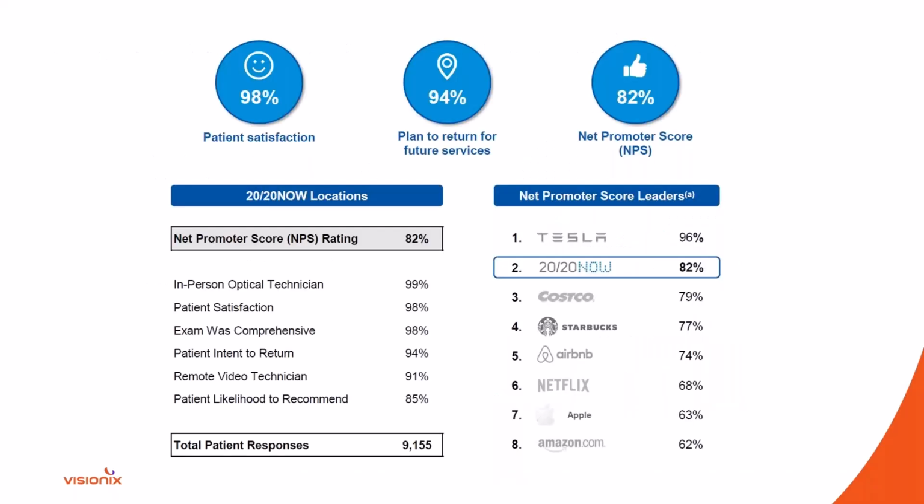Here's a slide about Net Promoter Score, patient loyalty. What stands out to me here, higher than Costco. That's pretty amazing. We don't hand out food samples, so that's pretty excellent.